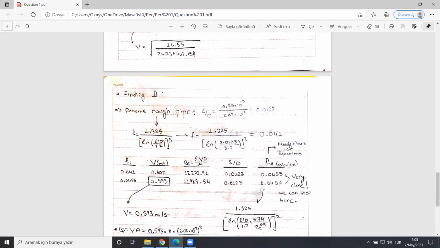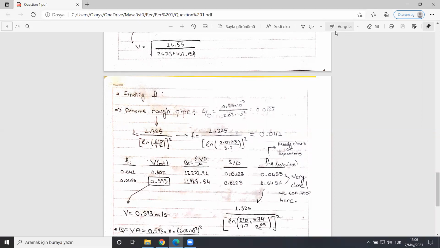And actually, when you assume a completely rough pipe, you need to calculate this relative roughness and put it into this equation. You shouldn't just assume for this question. Assume a completely rough pipe, calculate this relative roughness and put it into the equation. Do it that way.